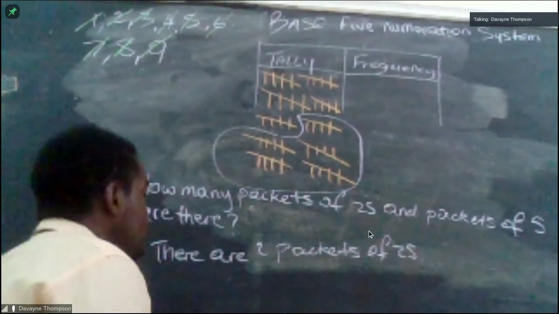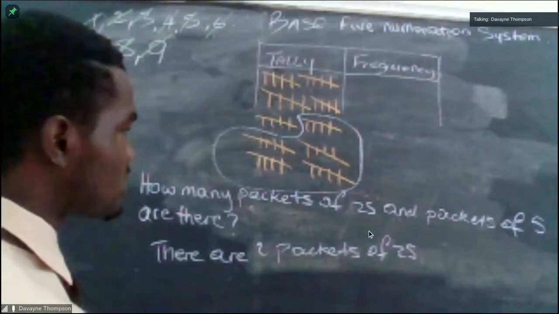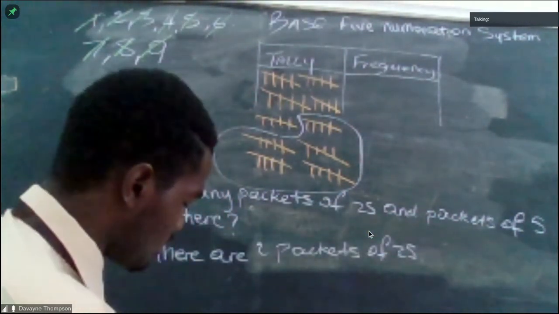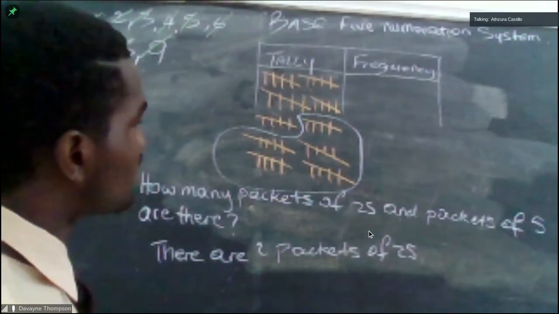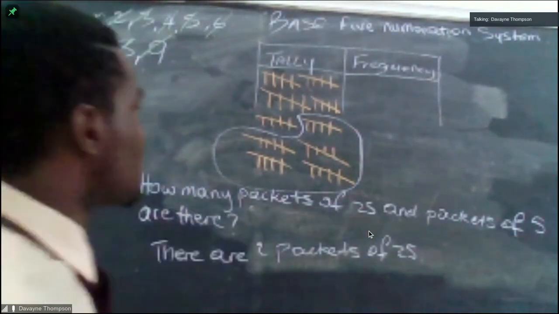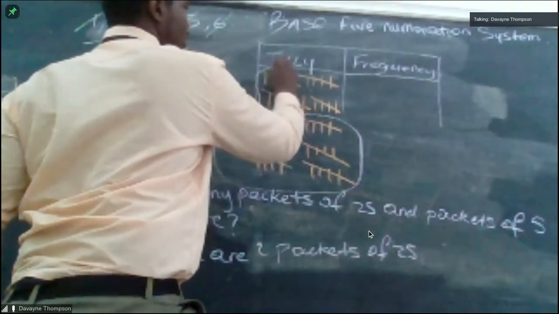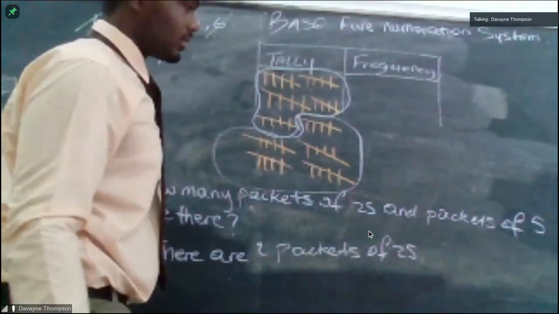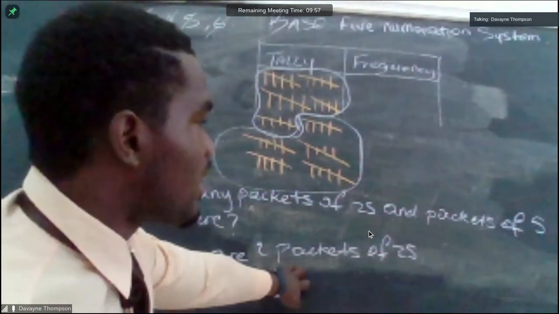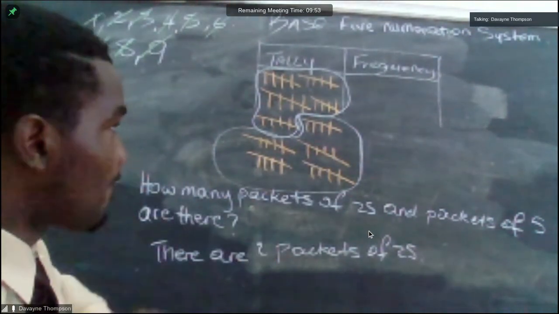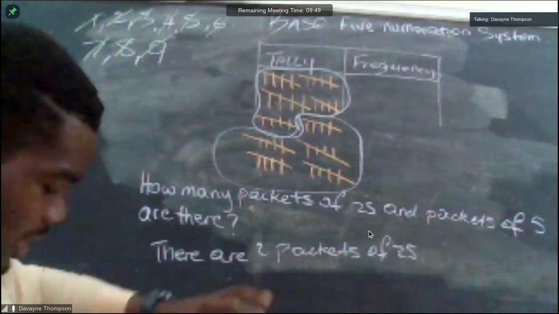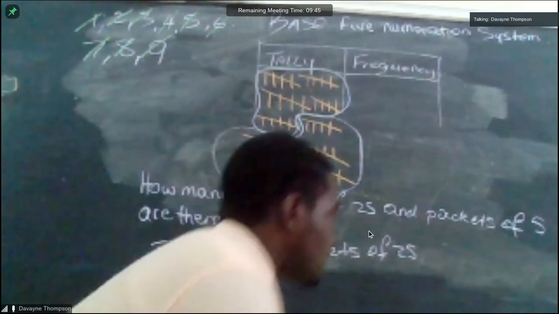My bad. There are 2 packets of 25. The next question says, how many packets of 5 are there? Anybody? There are 10 packets of 5. No. How many packets of 5 are remaining? So if we cover everything, do we have any packets of 5 remaining? None. So you would say that there are 0 packets of 5 remaining. Okay? The same thing for how many packets of 1. They would ask you how many units do you have as well.